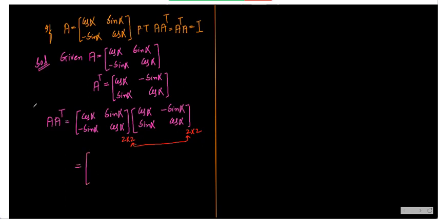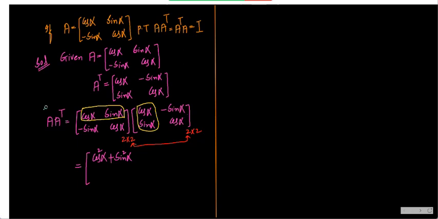We have to multiply this first row, this entire row, with this column, right? Let's multiply and tell me. Cos alpha into cos alpha together becomes cos square alpha, plus, tell me what? Sin into sin is sin square alpha. First row, first column is over.